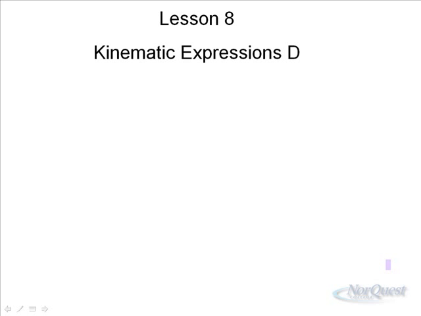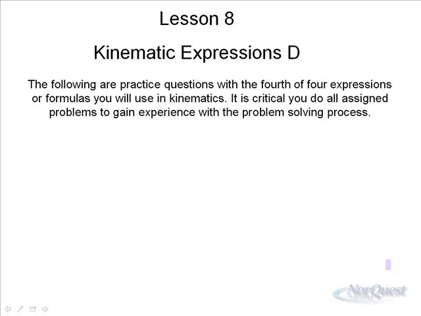So given that 4th kinematic expression, let's do a little bit of practice. It is critical that you do all assigned problems to gain experience with the problem-solving process. Alright, so Vf squared is equal to Vi squared plus 2AD. Sometimes this is called the quadratic kinematic expression because it contains the squares there.